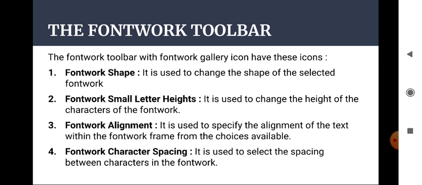Fontwork same letter heights. This option is used to change the height of the characters of the fontwork. Whatever the text or font we have, we can change the height of the characters by using this option. Third option we have is fontwork alignment. Alignment is used to specify the alignment of the text within the fontwork frame from the choices available. We have different alignments there, and you can just select your desired alignment to set the alignment of the text within the fontwork frame.